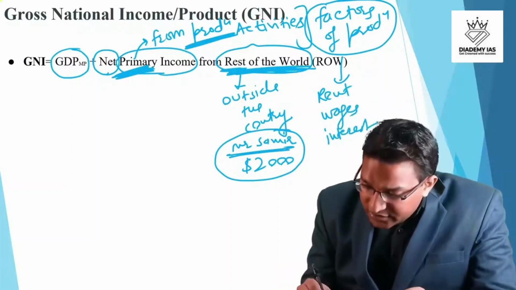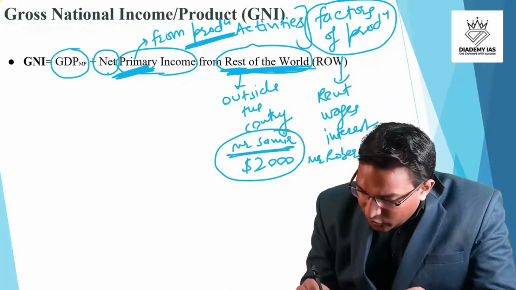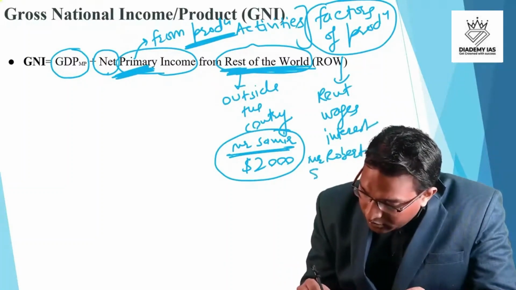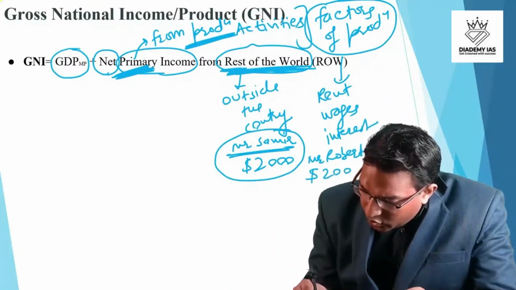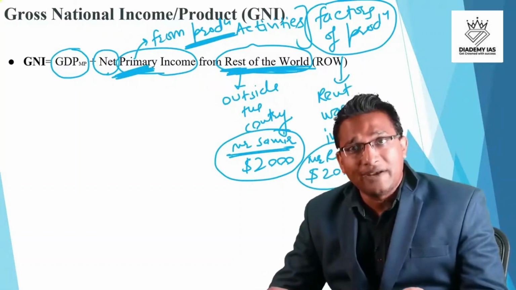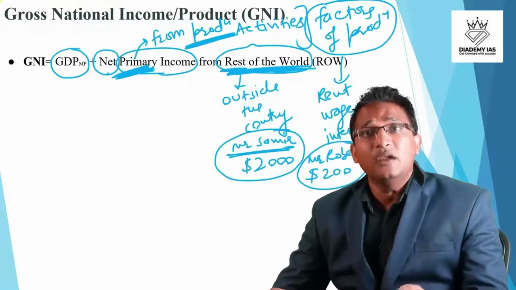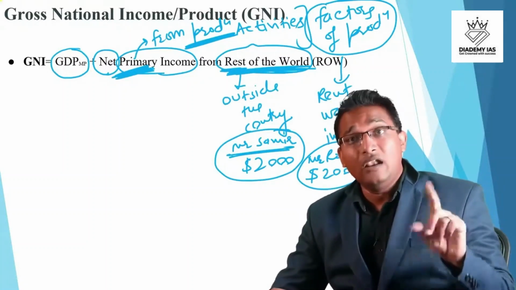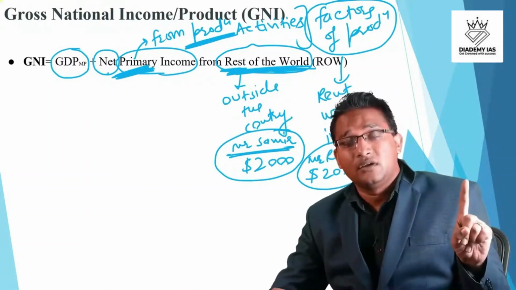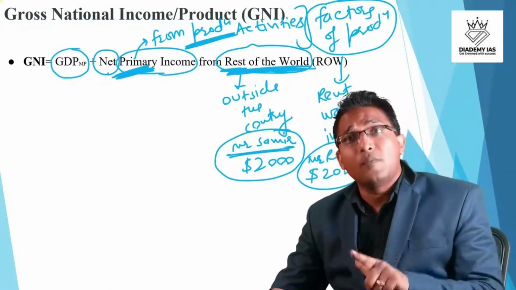And Mr. Robert, who is earning $200 per week in India, right? He is put up in India and earning this income in India. Will that be part of the GNP? No. That will not be part of the GNP. Although that can be part of the GDP if Mr.